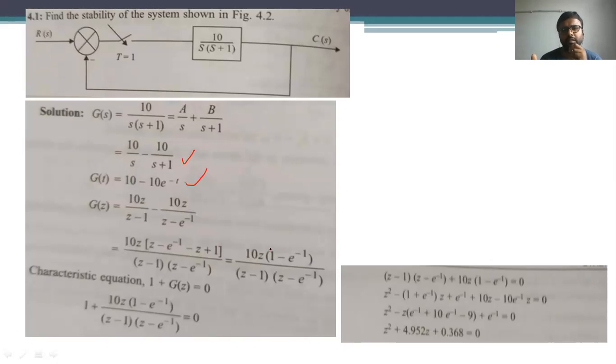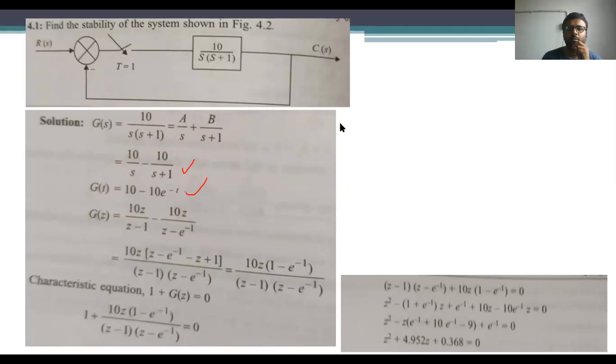That means the s domain has been converted into the z domain, and after the application of the inverse Laplace transform and the z transformation, we obtain the g of z value as 10z into 1 minus e power minus 1 divided by z minus 1 into z minus e power minus 1. So in order to apply the Jury stability test, the characteristic equation needs to be taken as 1 plus g of z is equal to 0. Therefore, 1 plus 10z into 1 minus e power minus 1 divided by z minus 1 into z minus e power minus 1 is equal to 0.